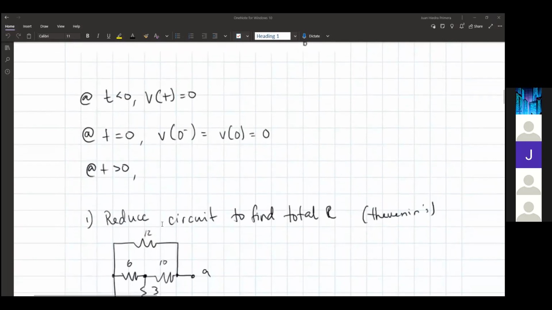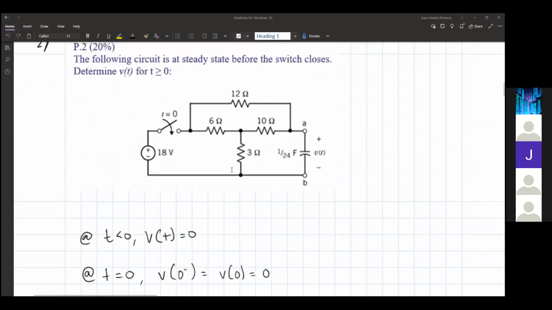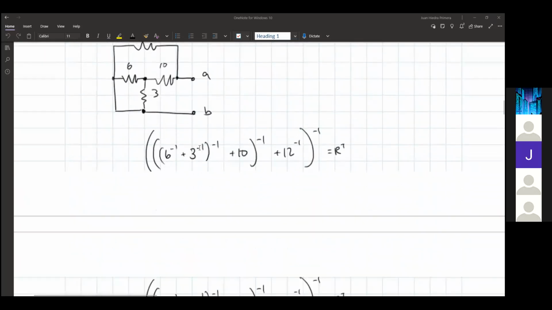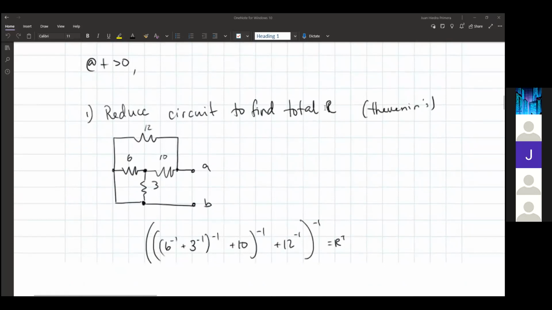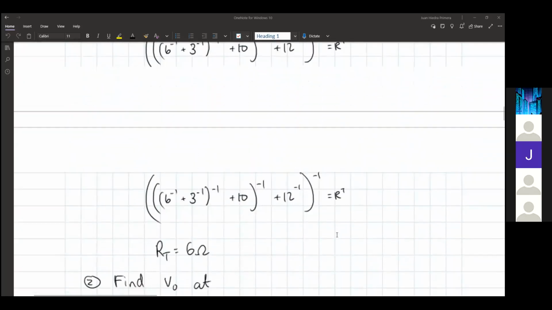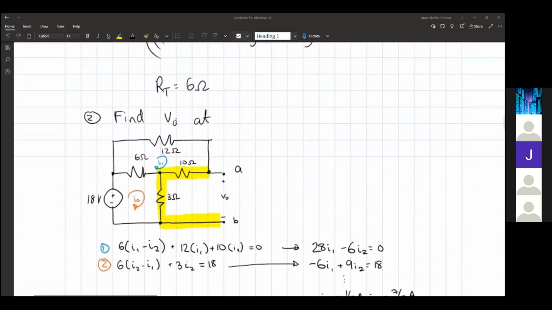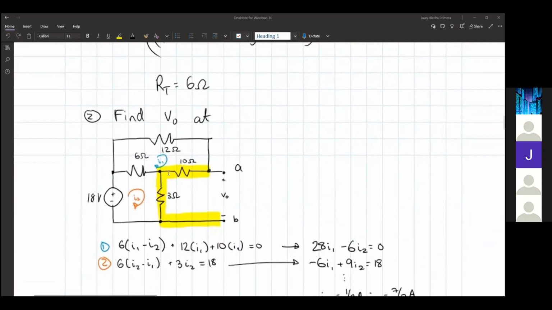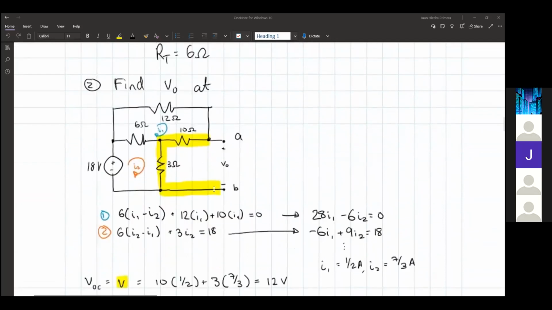It's 0. At t greater than 0, we reduce the rest of the circuit, close the switch, and turn the voltage source into a short circuit to find the total resistance, the Thevenin resistance, from the perspective of the capacitor, which is this branch here, 6 and 3 inverted, the sum inverted again, plus 10 in series across from this one. And then all of that in parallel with 12, giving us a Thevenin resistance of 6 ohms. Next, we find the voltage out at A and B.